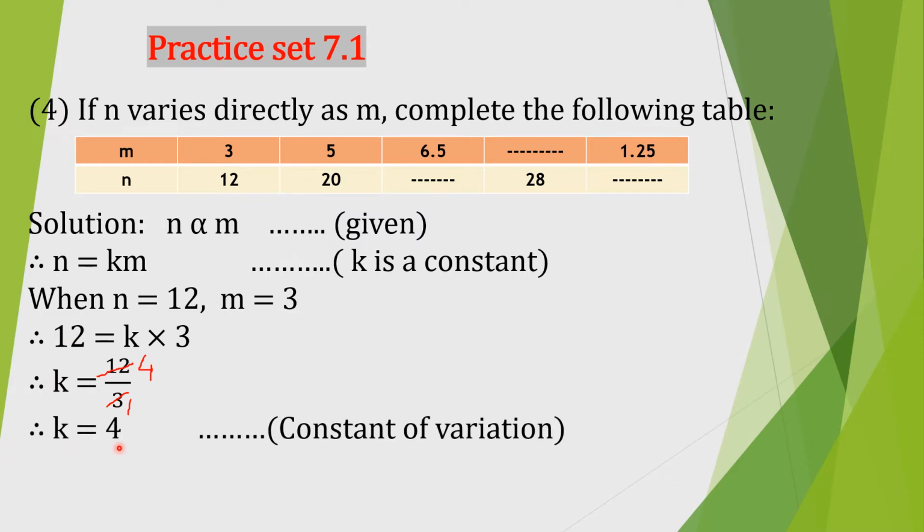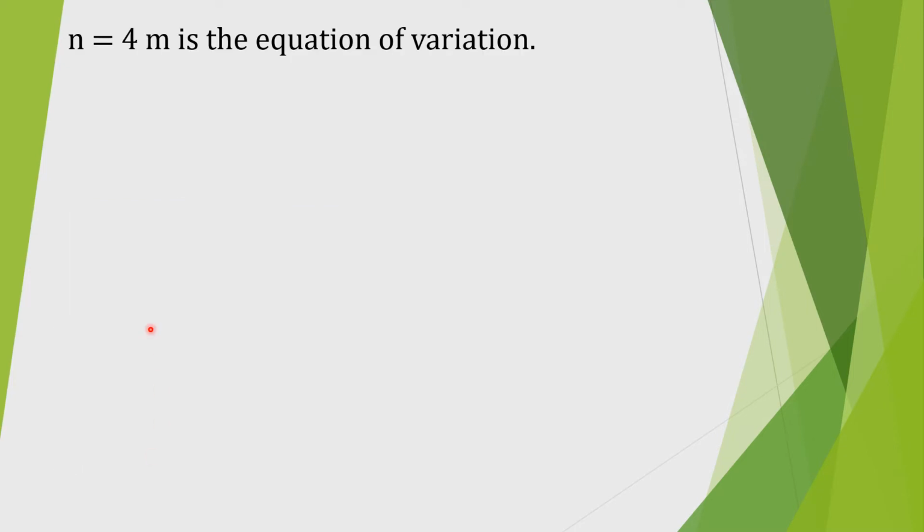Therefore, k equal to 4, that is the constant of variation. Now, important, you have to write the equation of variation. That means you'll put this value of k equal to 4 in our previous equation. So therefore, n equal to 4 into m is the equation of variation. By using the equation of variation, you can find the value of m or n which is missing. Is it clear? So students, we'll use our equation of variation, that is n equal to 4m.